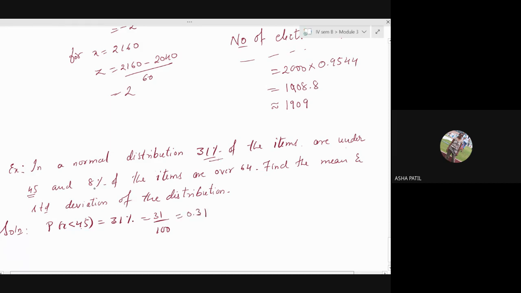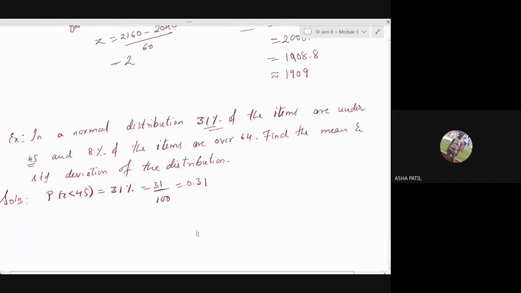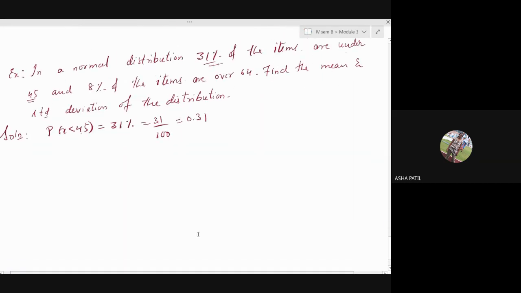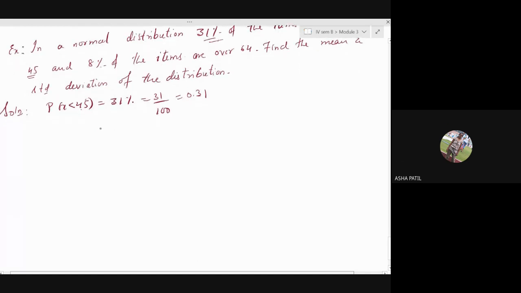And what about the second one? 8% of the items are over 64. How will you write it? Probability of X greater than 64 is equal to 8%, right? That is 0.08. Probability that X is greater than 64 is 0.08.